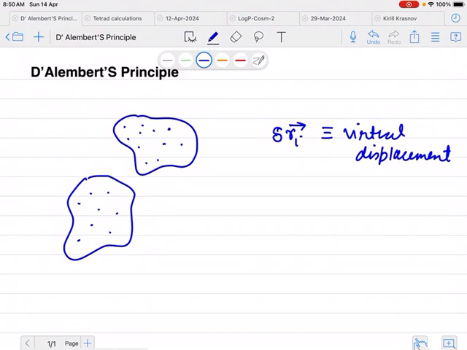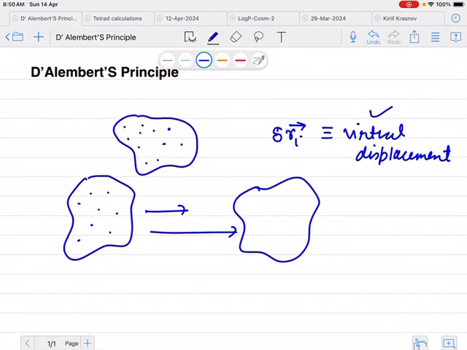So this displacement is called virtual to distinguish it from an actual displacement of the system. Suppose this system is in motion, so that is the actual displacement, and because this is not an actual displacement, that's why it is known as the virtual displacement at any instant of time.